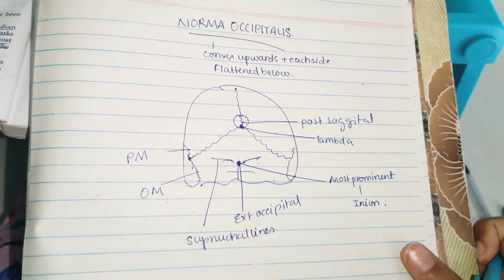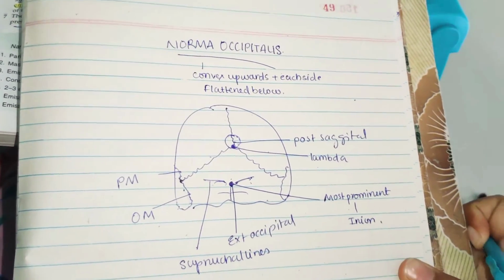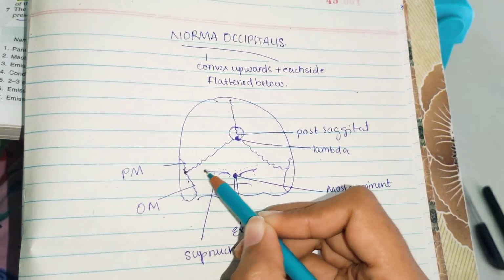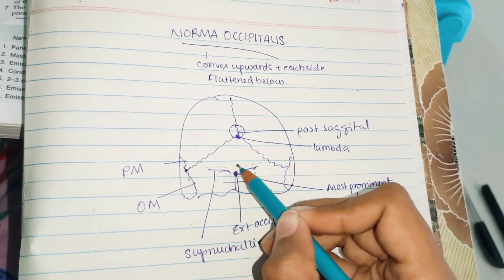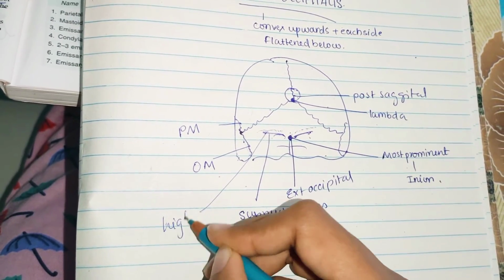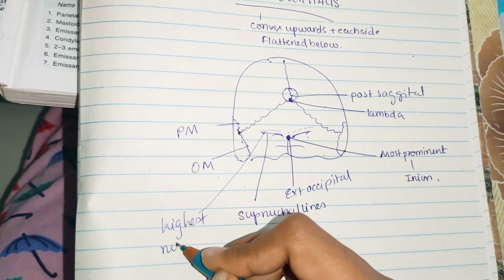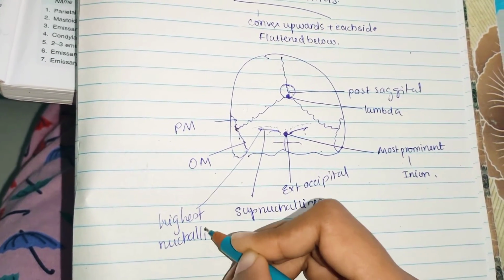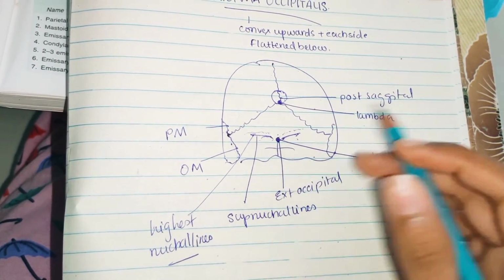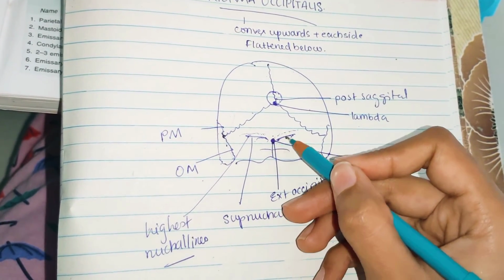And next, coming to the highest nuchal lines. Sometimes they will be present, that's why I am drawing a dotted line. Not every time. So this dotted line here represents the highest nuchal lines. They are not always present, only sometimes present. The highest nuchal lines are also curved bony ridges. They are above the superior nuchal lines.